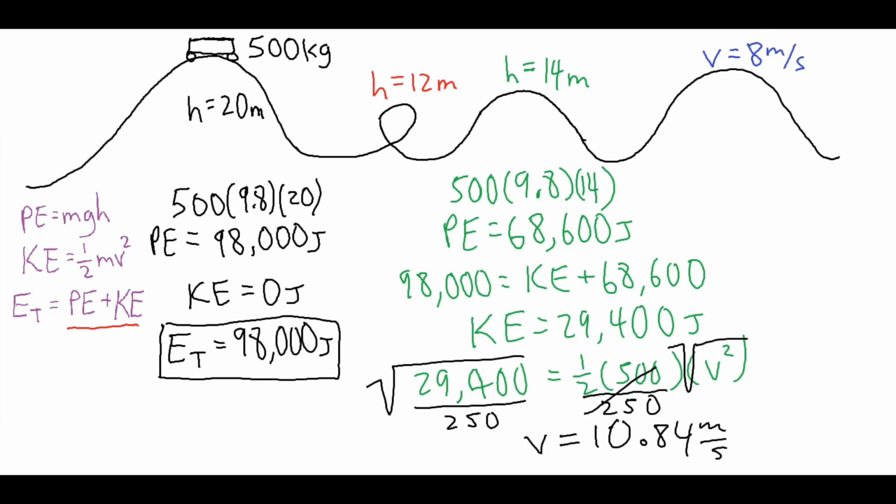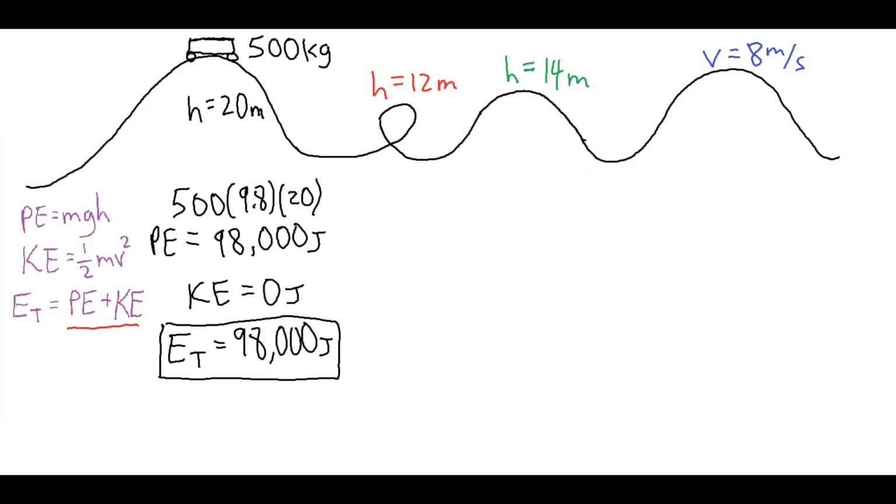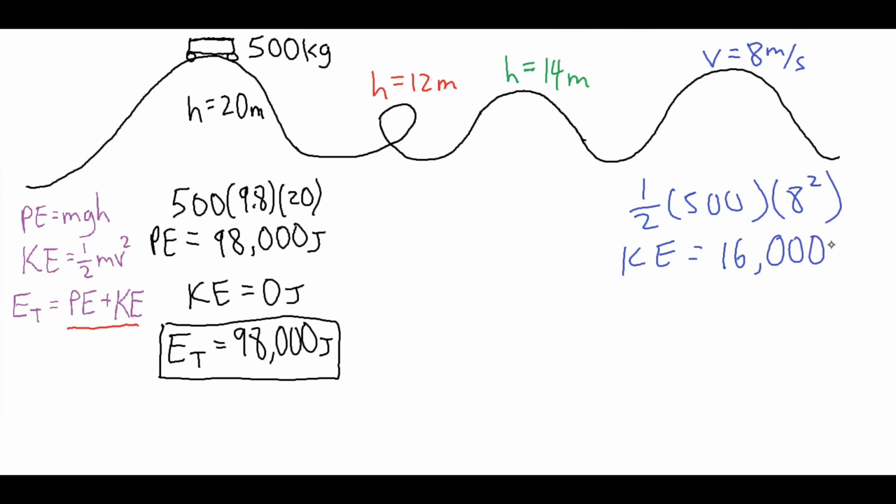All right, now moving on to our last hill. This uses the same principles as our first couple hills, but this one we have an unknown height. So what we're going to do is, since we have the velocity, we can go ahead and find the kinetic energy, which is 1/2 mass times velocity squared. And then we get our kinetic energy of 16,000 joules. Okay, so that seems fairly small, so I'm expecting the height to be sort of larger.